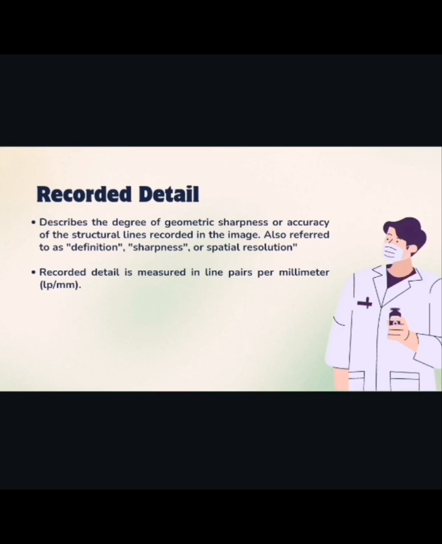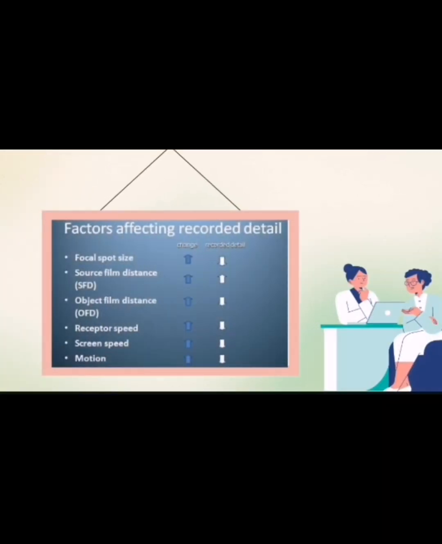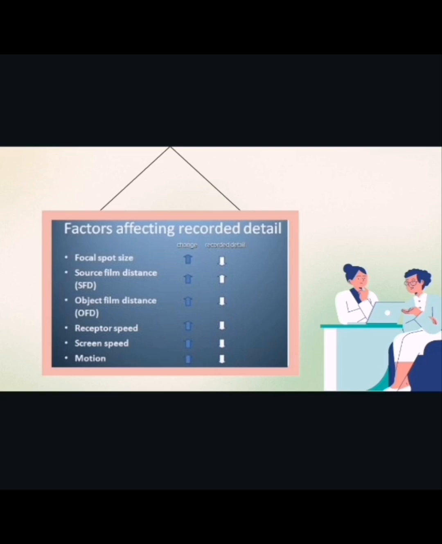The amount of recorded detail is controlled by minimizing geometric unsharpness and receptor unsharpness and by eliminating motion unsharpness. It is typically measured in line pairs per millimeter. Next are the factors affecting recorded detail. First is focal spot size.